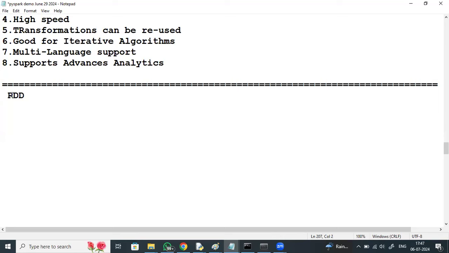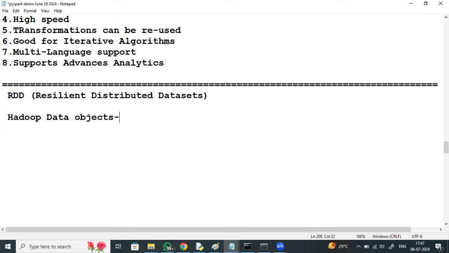Here we have got the concept of RDD, Resilient Distributed Datasets. You need to clearly understand this for understanding Spark. Generally, if you have knowledge of Hadoop, Hadoop data objects are what? Files. Data stored in the form of files.